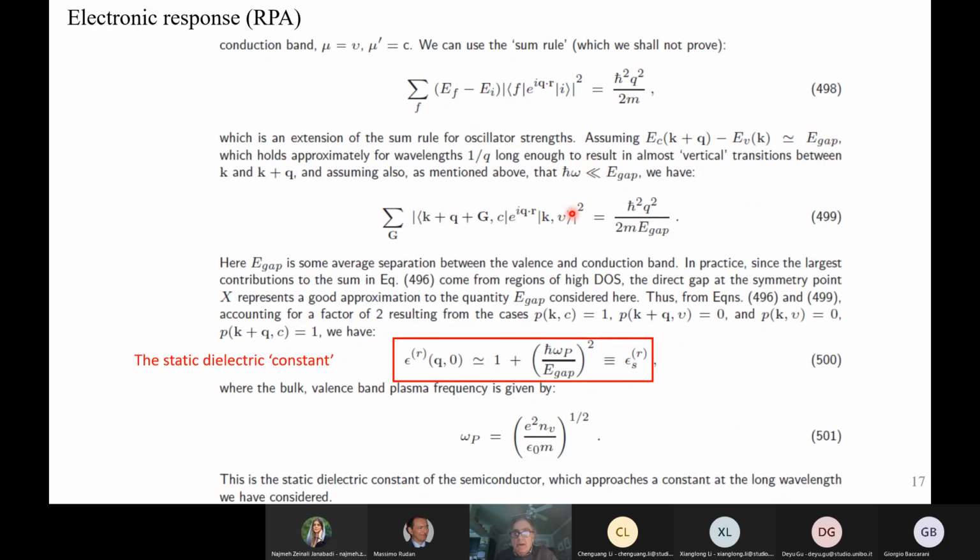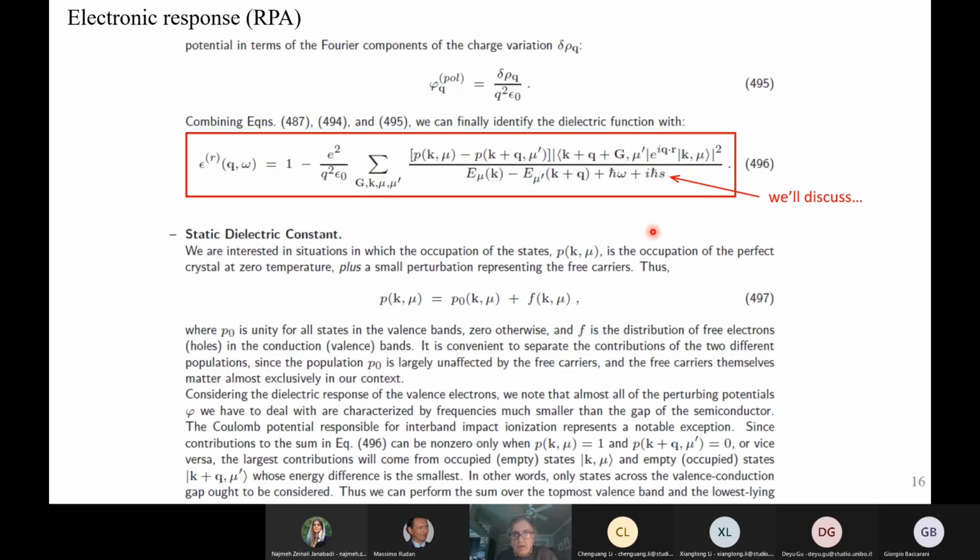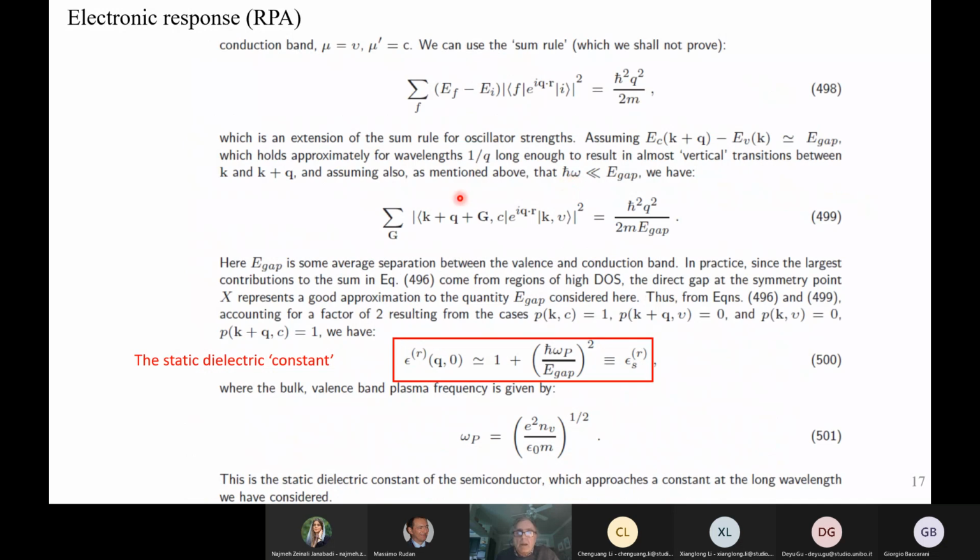In our case, we sum over all transitions between a valence band and a conduction band. If we bring this term into the denominator, the dominant term will be the smallest one, which is essentially the gap. This is the direct gap, the difference between K and K prime when Q is relatively small, okay?